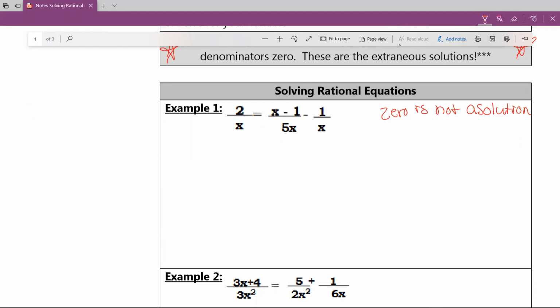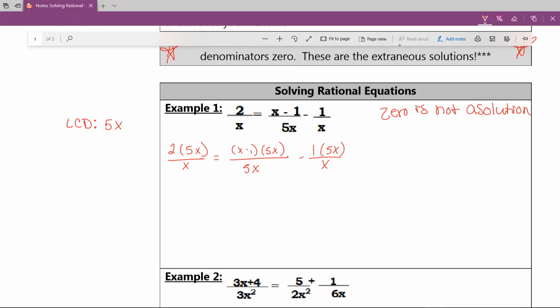So for our first example, our least common denominator, well, something they can all multiply to is 5x. So we'll multiply the top of each of them by 5x. So 2 times 5x over x is equal to x minus 1 times 5x over 5x minus 1 times 5x over x.